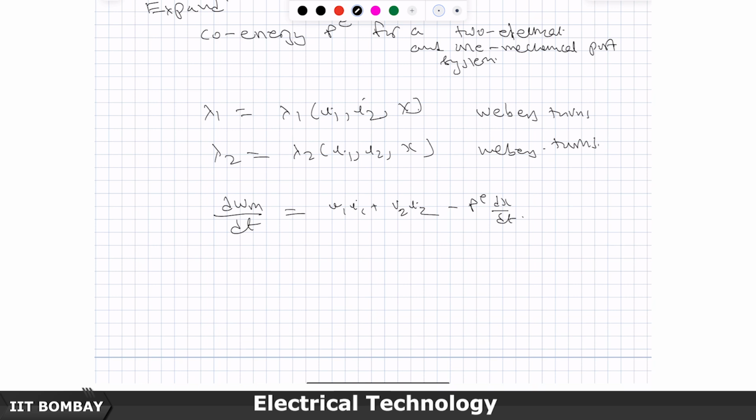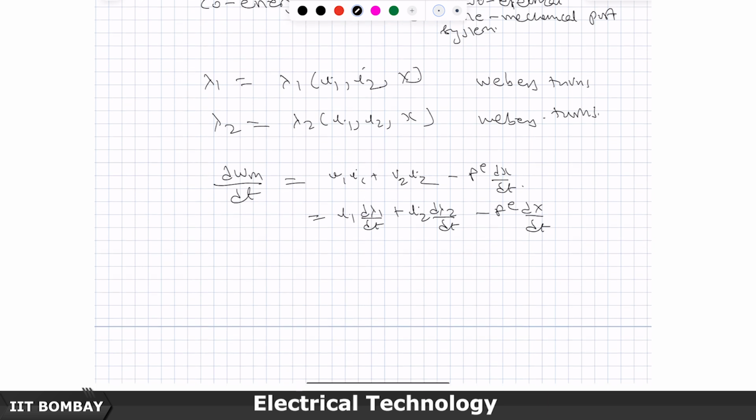So, V1 can be written as dλ1/dt, with I1 as the current, V2 can be written as dλ2/dt, and the velocity can be written as dx/dt. If I multiply by dt all over, I get I1 dλ1 plus I2 dλ2 minus Fe dx.